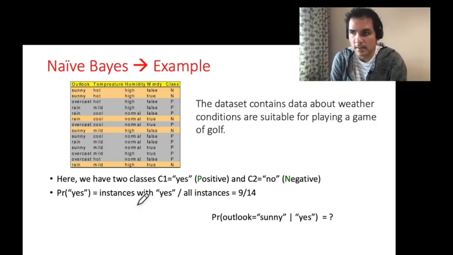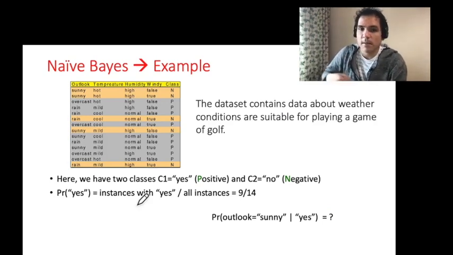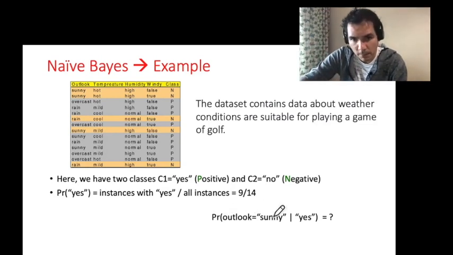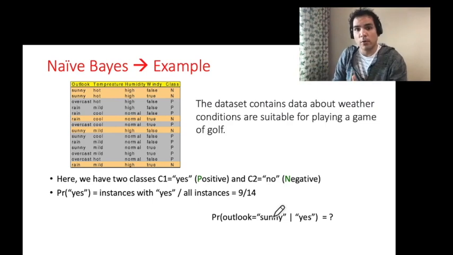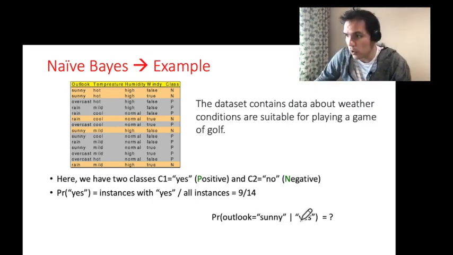So this is the conditional probability. Remember that for the conditional probability, what we want is the probability that a given action is going to happen, given that we know some information of the situation. Okay, we know that we want to compute the probability given that the outcome is yes.